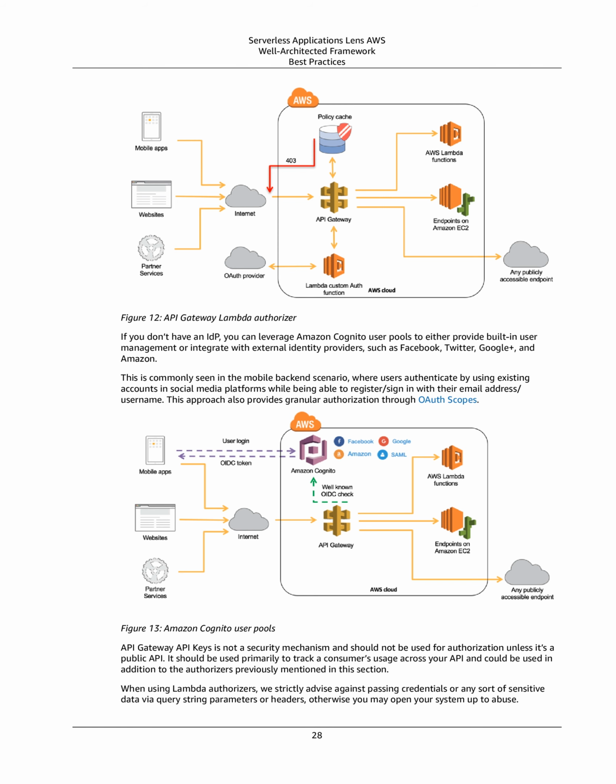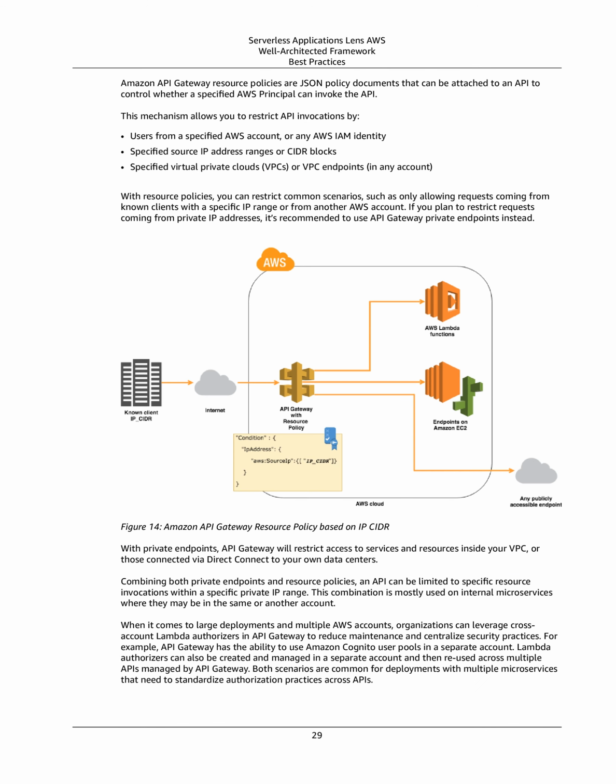When using Lambda authorizers, we strictly advise against passing credentials or any sort of sensitive data via query string parameters or headers, otherwise you may open your system up to abuse. Amazon API Gateway resource policies are JSON policy documents that can be attached to an API to control whether a specified AWS principal can invoke the API. This mechanism allows you to restrict API invocations by users from a specified AWS account, or any AWS IAM identity.